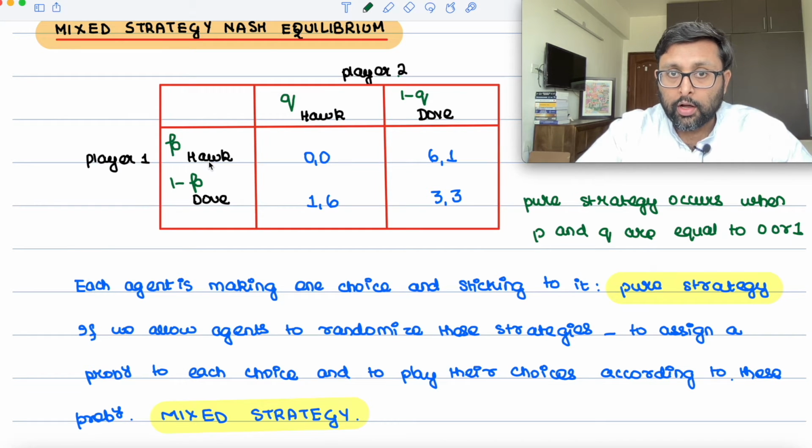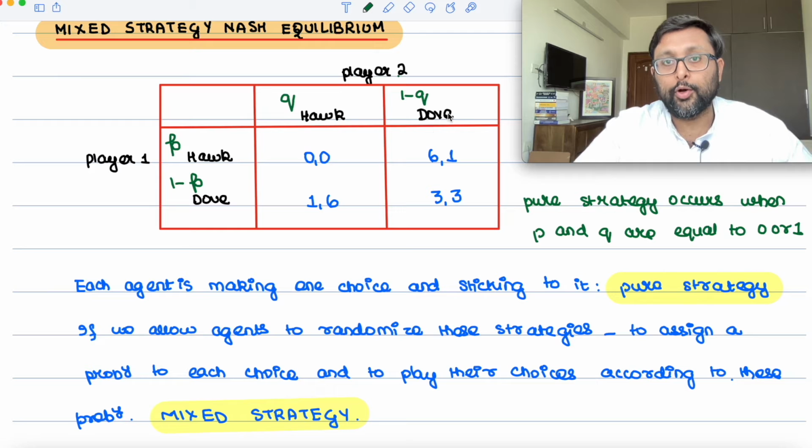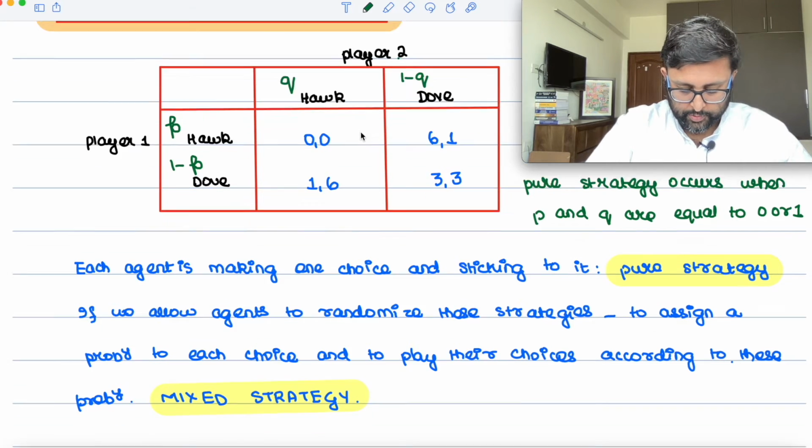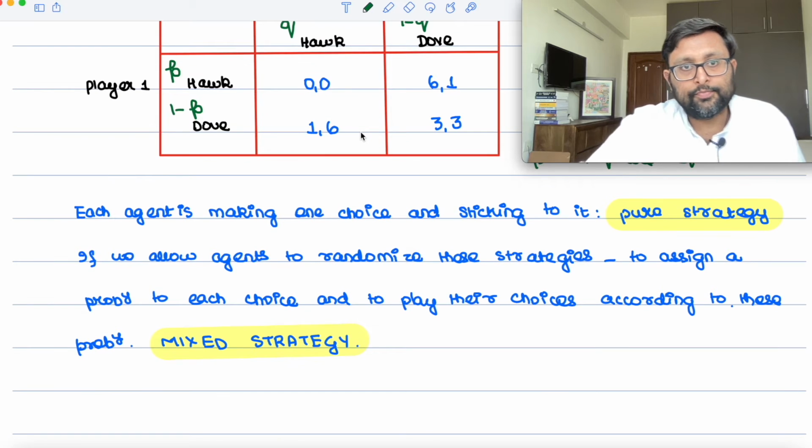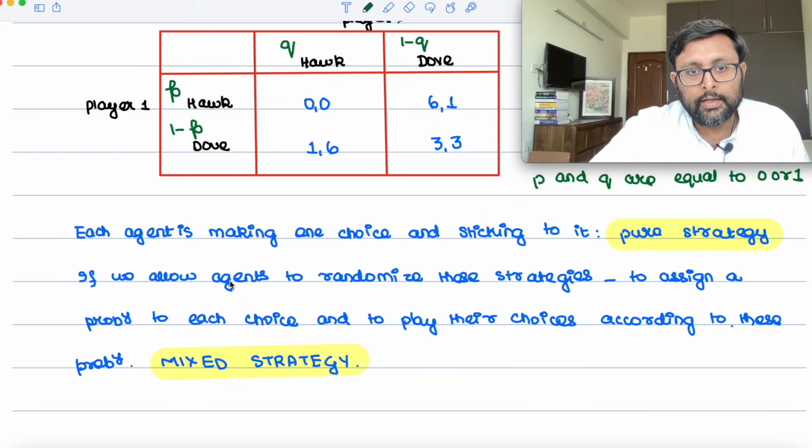When I play hawk, I can get a payoff of 6 when you play dove, and you play dove with probability 1 minus q. So my utility from playing hawk depends on whether you are playing hawk or dove. Whatever payoff I'm going to get will be weighted by the expected probability of that. So how do I write this? I can write it like this.